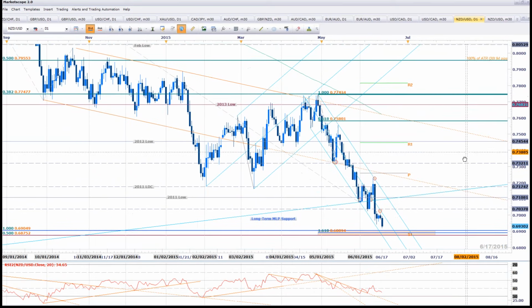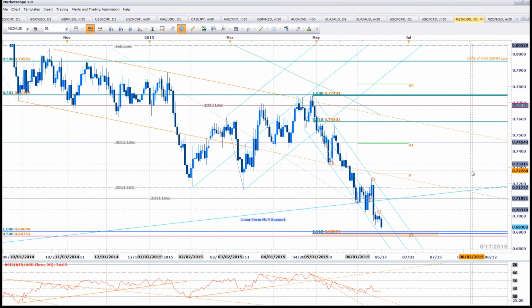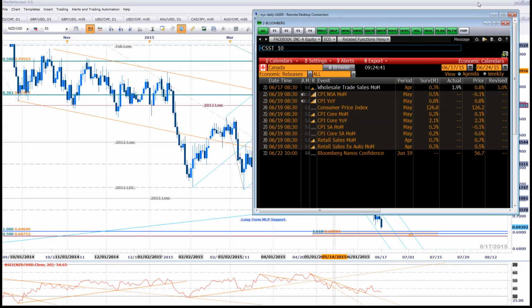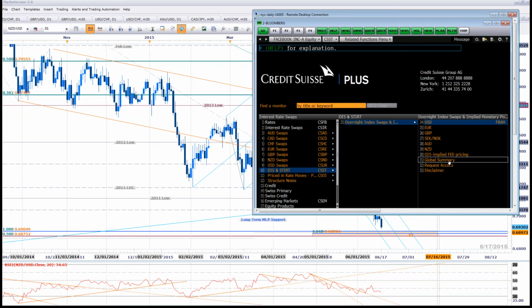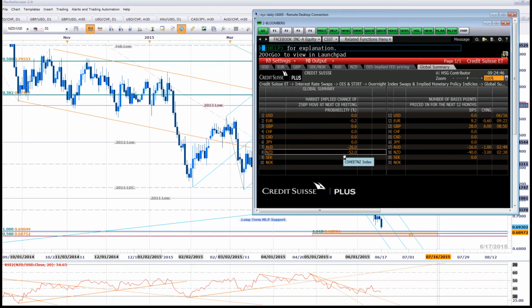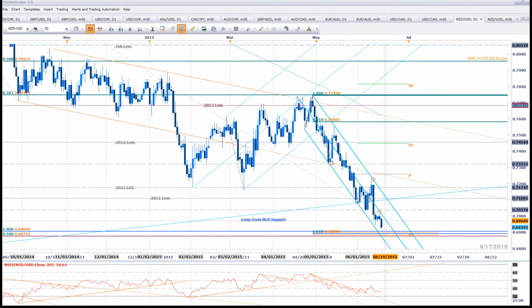Remember, guys, that we just looked at Credit Suisse overnight swaps, and they're factoring in another 50% chance for a 25 basis point cut. Again, this is Credit Suisse overnight swaps. For the Kiwi, they're still factoring in a 52% chance of a 25 basis point cut next month. 12-month expectations are still calling for 40 basis points in additional cuts. So with the divergence that we'll see, and specifically if the Fed is more hawkish today, look for that drop right into that major key support.